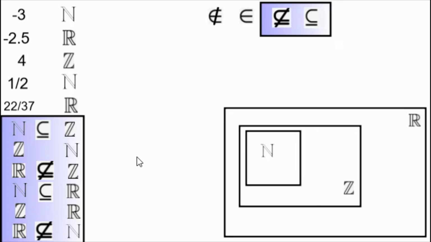The integers, it's sort of in the middle. Integers is never going to be considered a subset of natural numbers. We can tell that from our diagram. So we use this symbol. And integers is a subset of real numbers. So for this question, we are using the is a subset of symbol.